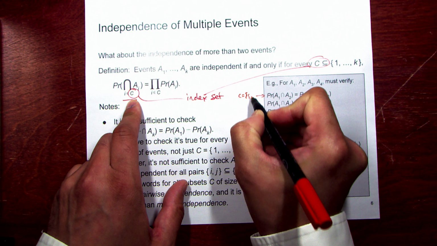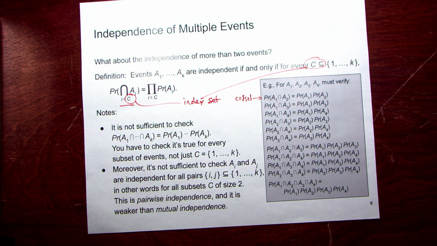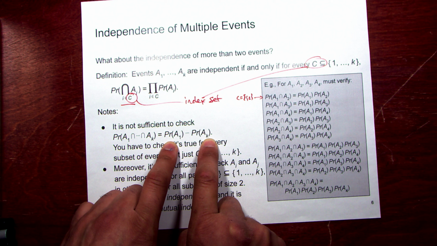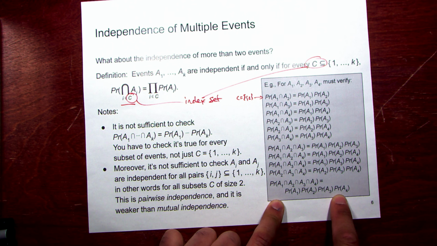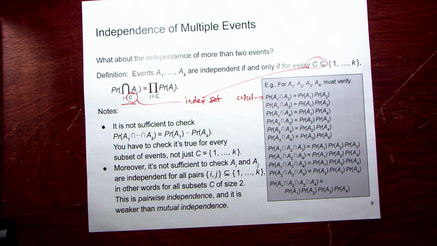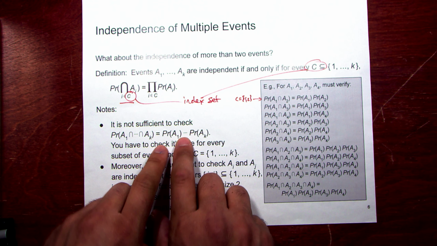If all possible subsets or collections of these sets give you this product of probabilities, then the collection of k sets is said to be independent. A couple of notes. First, it is not sufficient to check that the intersection of all k sets equals the product of their individual probabilities. For instance, this line down here. You can find counterexamples where this happens to be true, but A1 and A2 are not independent. So you have to check everything.